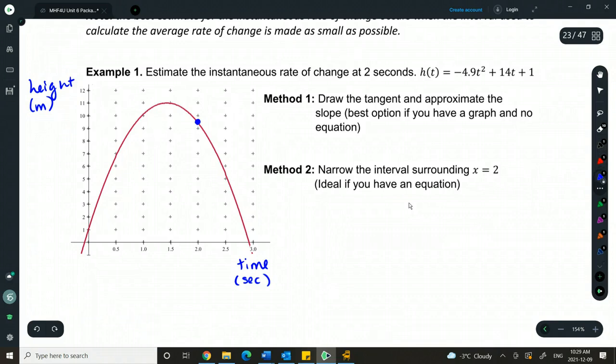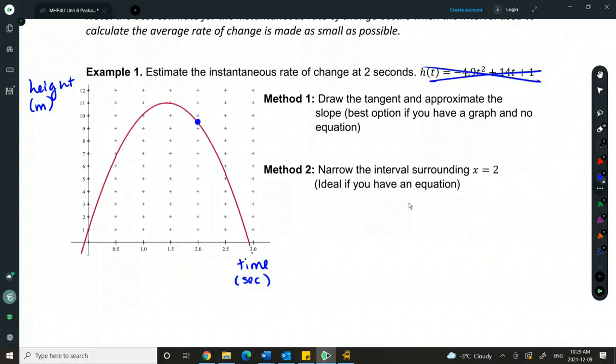So let's suppose that we didn't have an equation to help us with this. If we just had the graph, method one would be a good method. And what we'll do is we will draw a tangent line. For this unit, it would be helpful if you have a little ruler that you can bring with you. If you don't have a ruler, just use some kind of straight edge for now, but bring a ruler next week.